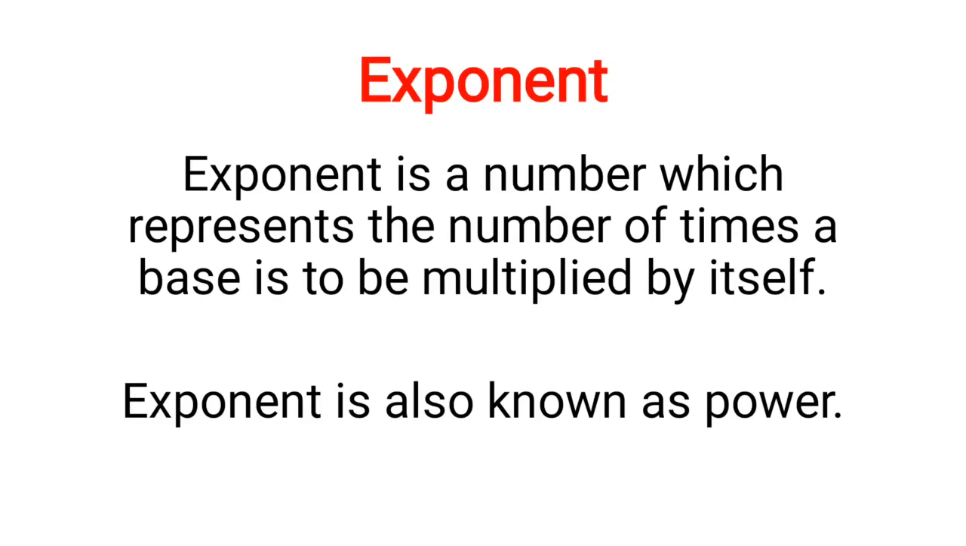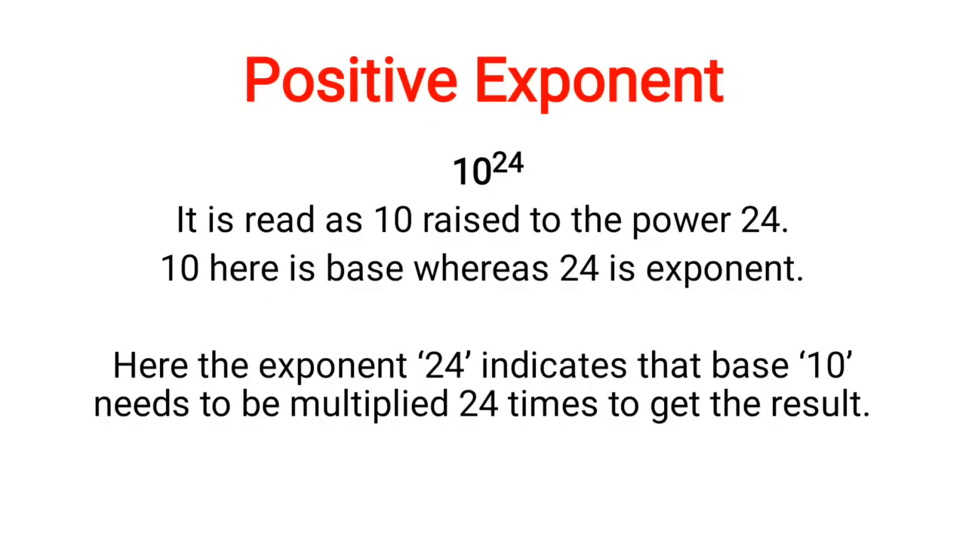Here, let us take an example of a number with positive exponent to understand more about it. 10 raised to 24. Well, 10 raised to 24 is read as 10 raised to the power 24. And here 10 is known as base while 24 is exponent. Here 10 raised to 24 means 10 is to be multiplied 24 times in order to get the desired result.